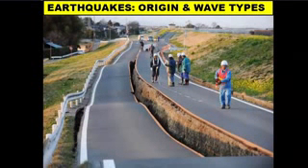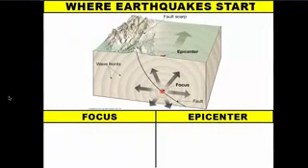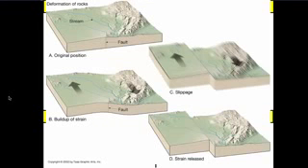Now this is the second video in our earthquake series. In the first one, we talked about how earthquakes actually happen and their relationship with the plate boundaries on Earth. But in this one, we're going to talk about the origin of earthquakes and the types of seismic waves that are released when an earthquake happens. So let's get started.